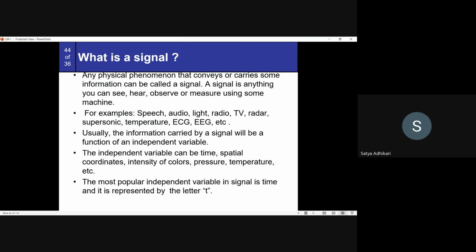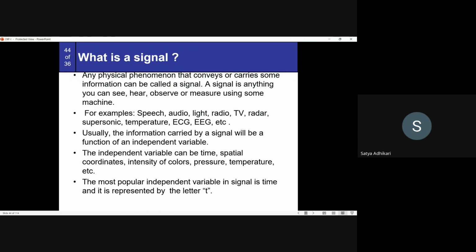Before going to the process of image processing, we must know what a signal is. We all know what a signal is, but let us revise. A physical phenomenon that conveys or carries some information can be called a signal. A signal is anything you can see, hear, observe, or measure using some machine.